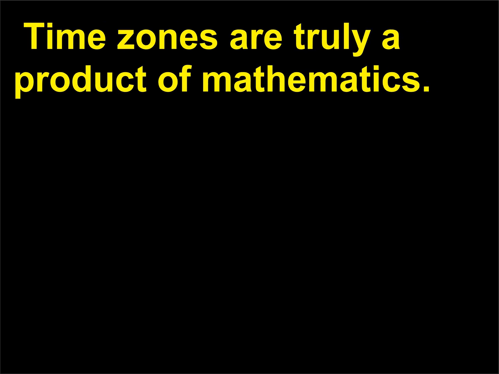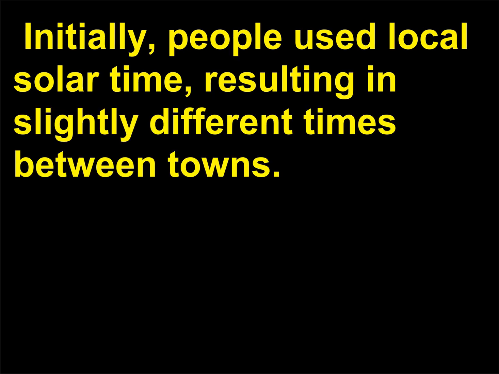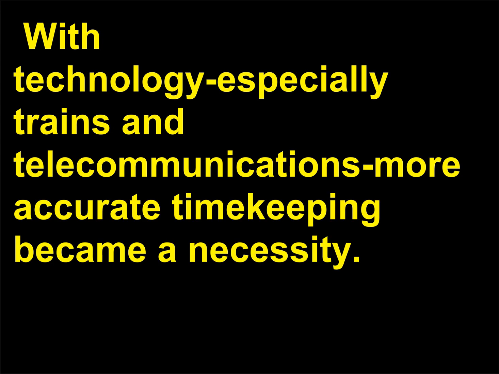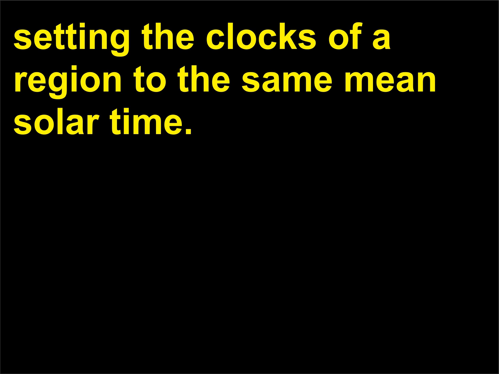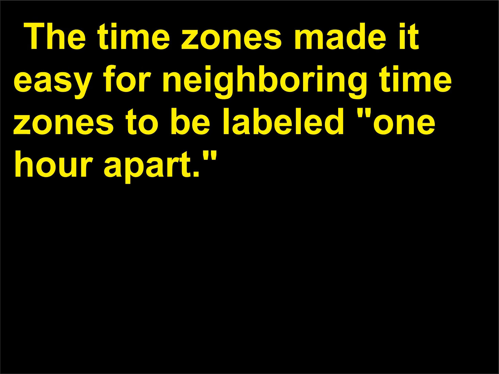Time zones are truly a product of mathematics. Initially, people used local solar time, resulting in slightly different times between towns. With technology, especially trains and telecommunications, more accurate timekeeping became a necessity. Thus, time zones help solve many of the problems by setting the clocks of a region to the same mean solar time. The time zones made it easy for neighboring time zones to be labeled 1 hour apart.